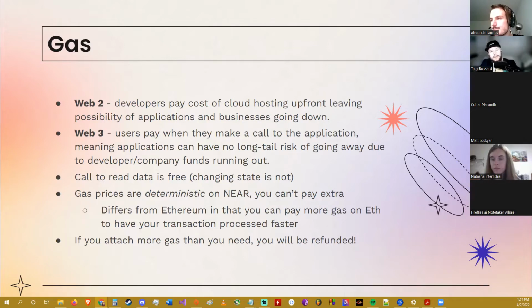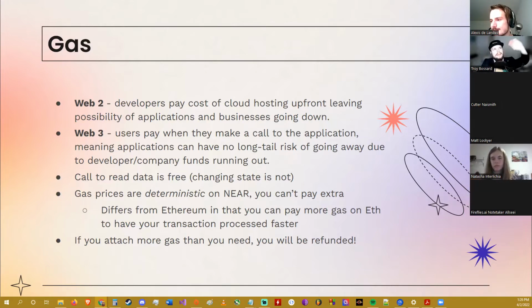An interesting thing about gas on Near is that gas prices are deterministic, meaning you cannot pay extra. And this differs from Ethereum in that on Ethereum, you can pay more gas on a transaction to have it processed faster. This results in gas competition, in which during times of high network congestion people try to outbid themselves, and using the network for someone who's not interested in the latest flashy NFT drop, who's just trying to do the thing normally, can become very difficult at times on Ethereum. Gas prices on Near are deterministic.